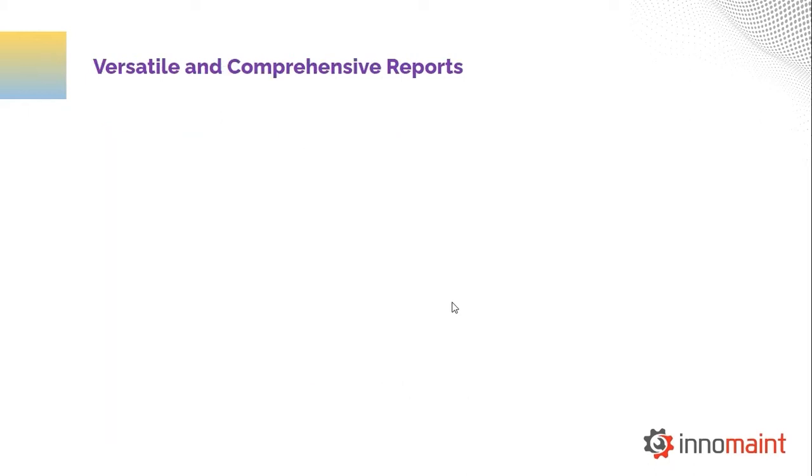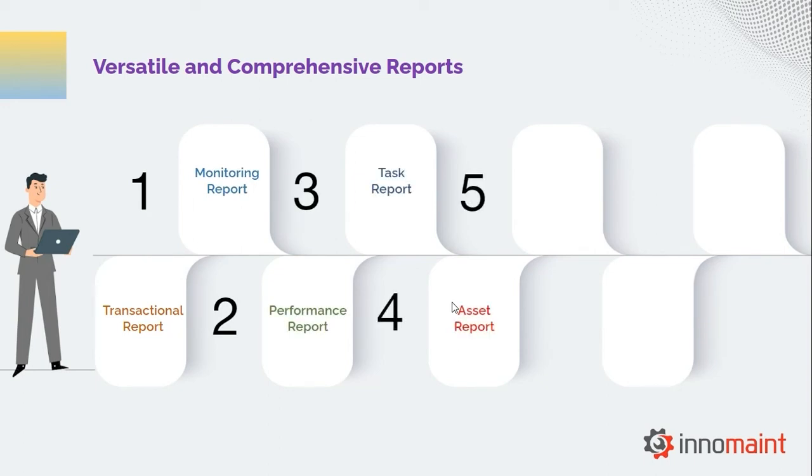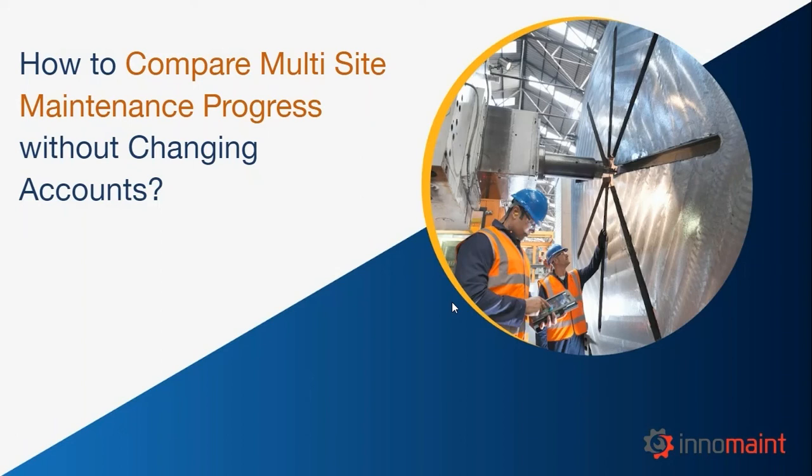Versatile and comprehensive reports. In our Innomaint application, we have various types of reports. They are transaction report, monitoring report, performance report, task report, asset report, spare part stock report, feedback report, and attendance report. We can deal with all of these reports in a detailed manner in the real-time demonstration.